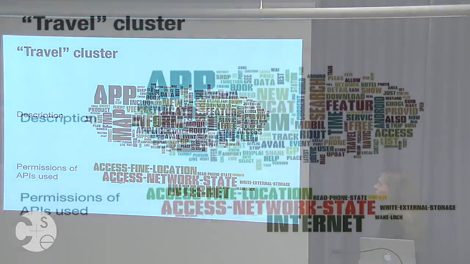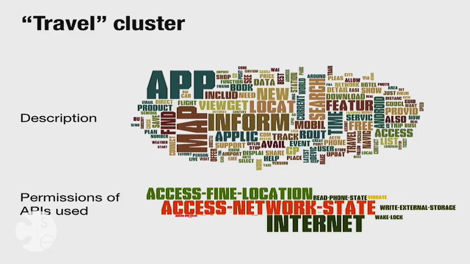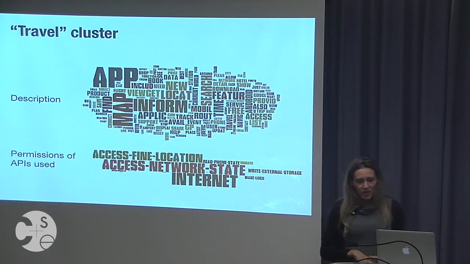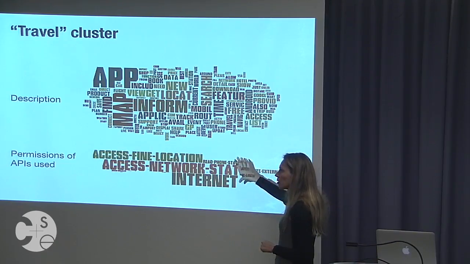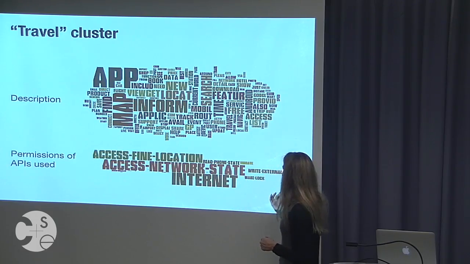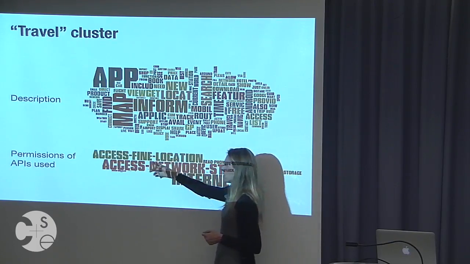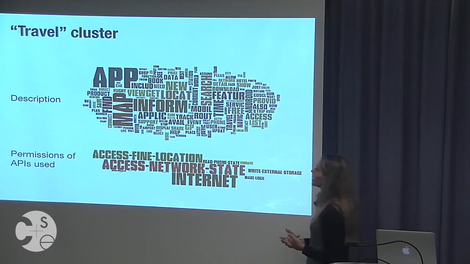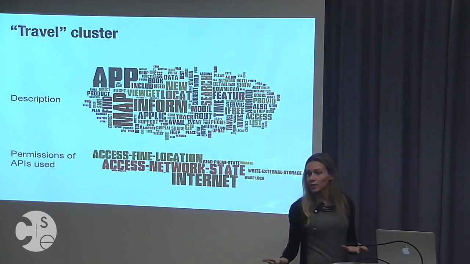Just to give you an idea of two clusters, here I'm presenting a word cloud of a cluster that we call the travel cluster, where on top you see the most representative words that could be found in the descriptions of the applications in that cluster. And as you see, there are keywords such as map, location, search, route, track, and so on. And then on the lower part, there are the most common permissions that applications in that cluster were using. As you see, one of the most common permissions is access to the location of the user, which totally makes sense, because for an application that is about traveling and especially talks about location, it's information that is needed.